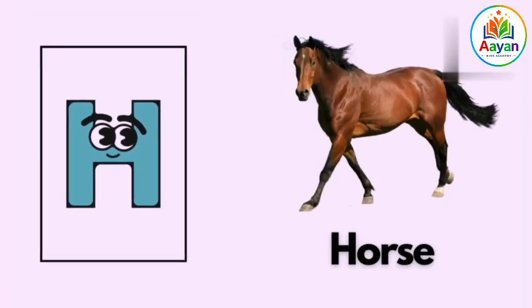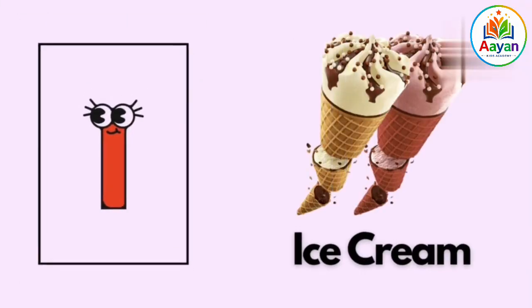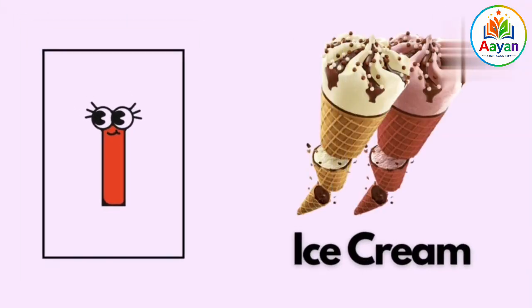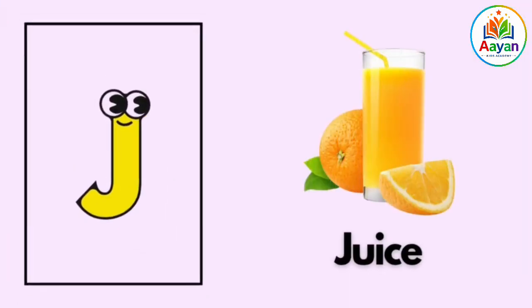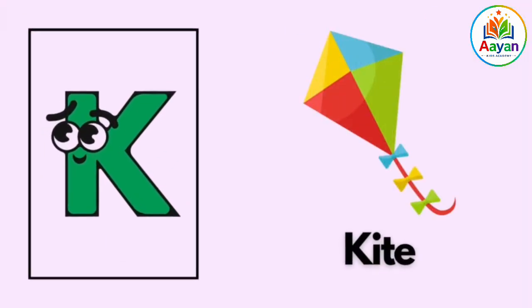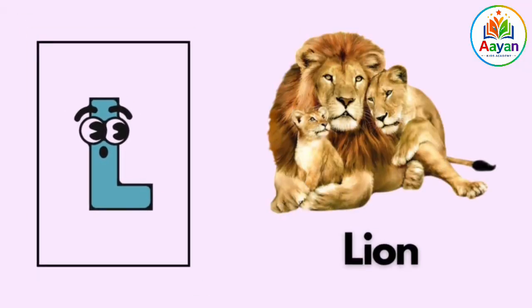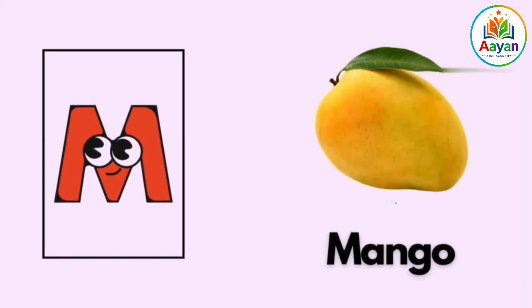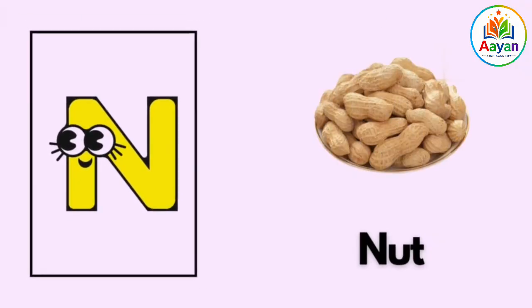H for horse. I for ice cream. J for juice. K for kite. L for lion. M for mango. N for nut.